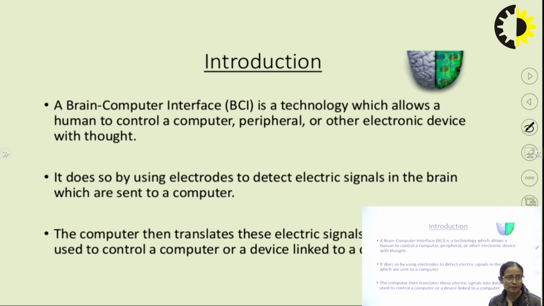How does it work? It does so by using electrodes to detect electric signals in the brain which are sent to a computer. Now, which kind of signals is the brain generating? These are electric signals, and these electric signals are detected, or you could say captured, with the help of electrodes. The computer then translates these signals into data which is used to control a computer or a device linked to a computer.